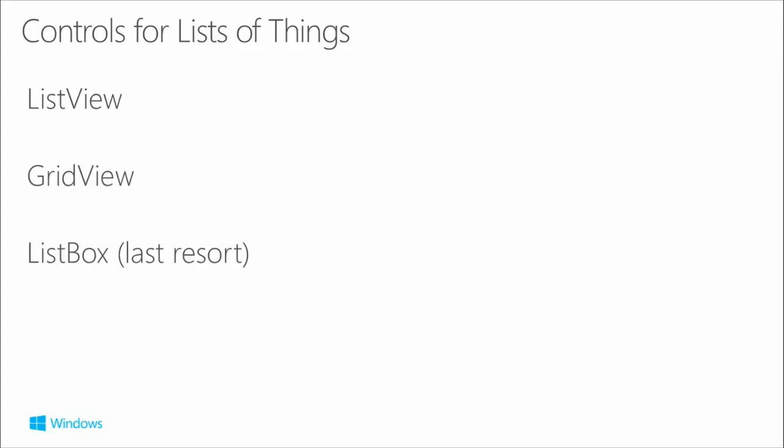So the first kind of control we have is a list view, and this is going to be just straight up and down lists of objects. Grid view is going to render to the side and then wrap around. We'll look at a little bit of that. There still is a list box. If you are a Silverlight developer or a WPF developer and you've used a list box since nigh on 6 years, it's still there, but it doesn't have all the capabilities that we have with list view and grid view.